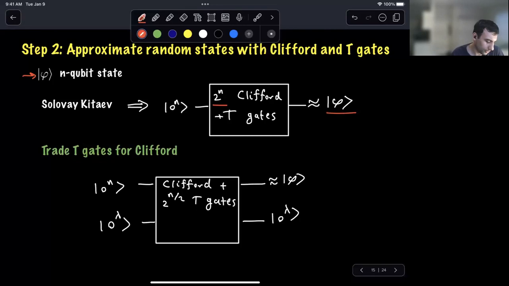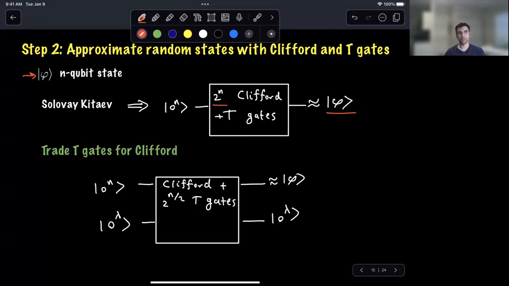This is actually true for any universal gate set, and since Clifford plus T is also a universal gate set, you can always choose 2 to the n gates such that the output of your circuit is very close to the random state phi. And when we first put our paper on arXiv, we thought that this result is tight.